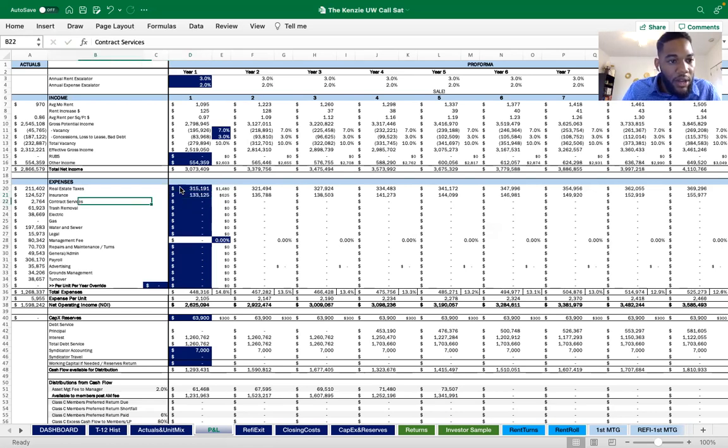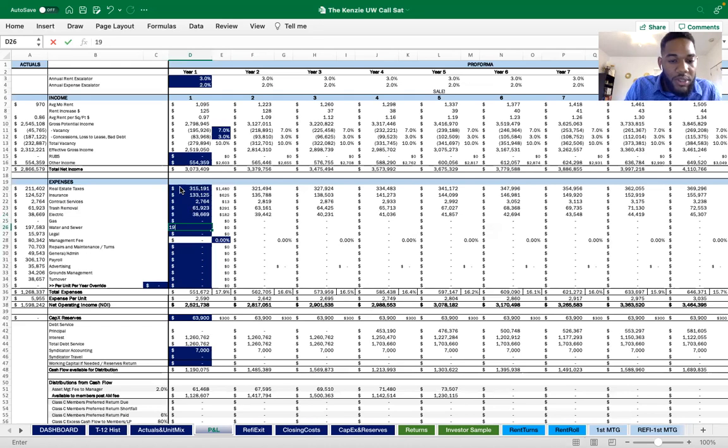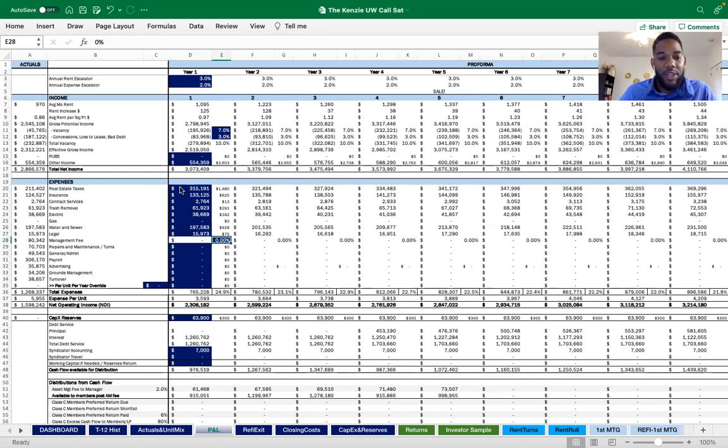All right. Contract services, we'll leave that the same. Trash removal, we'll leave that the same. We'll leave electric the same. We'll leave water and sewer the same. Legal the same. All right, guys. So for a management fee, what do you want to charge for a management fee on this property? You got 3%. 3%, I agree. So let's do 3. All right.